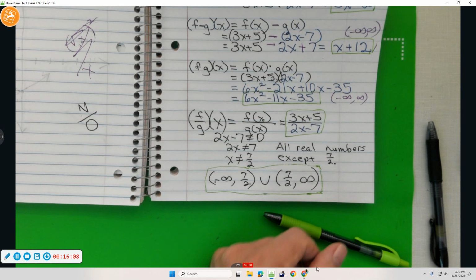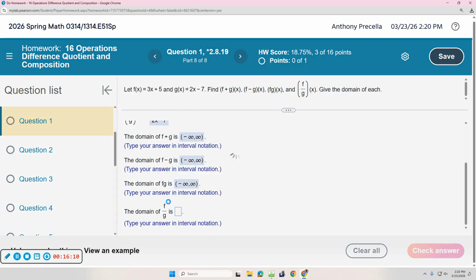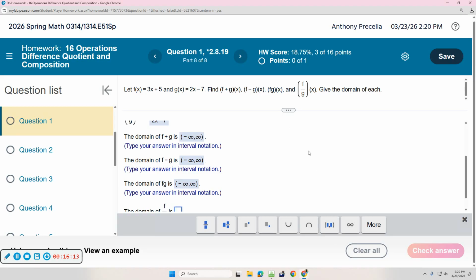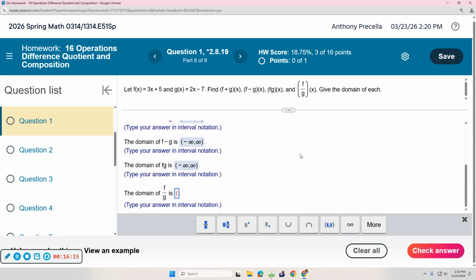Let's type that in. Left parenthesis, negative infinity, comma, 7 halves. Get out of that denominator before you type your parenthesis. Union, left parenthesis, 7 halves. Get out of that denominator before you type that comma, and then you have a positive infinity, right.